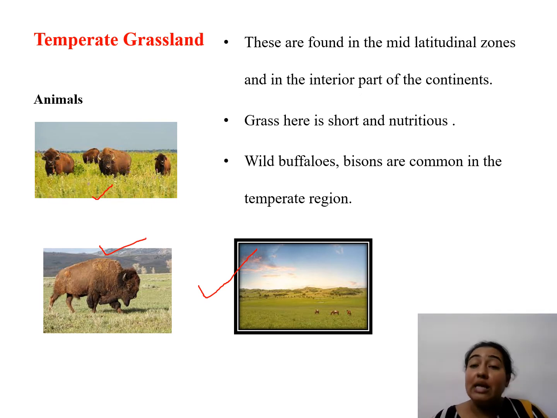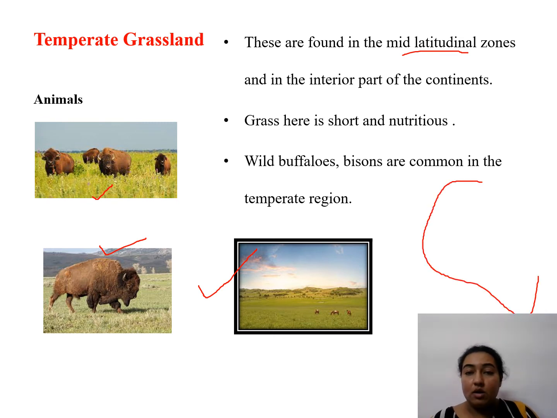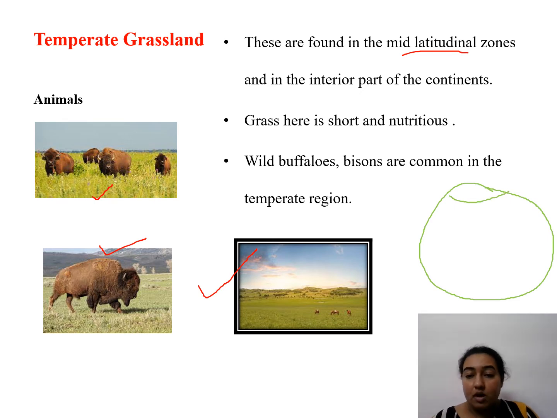Fine. So these are found in mid-latitude zones. Now if I draw earth, no, just give me a moment. This is not the actual shape of earth. Wait, if I draw earth over here. Yes, perfect. Now this is the northern hemisphere, Arctic circle, southern hemisphere, Antarctic circle.